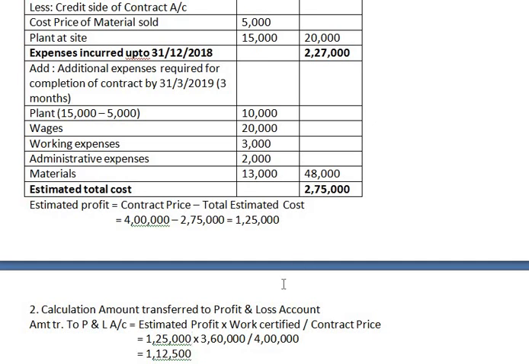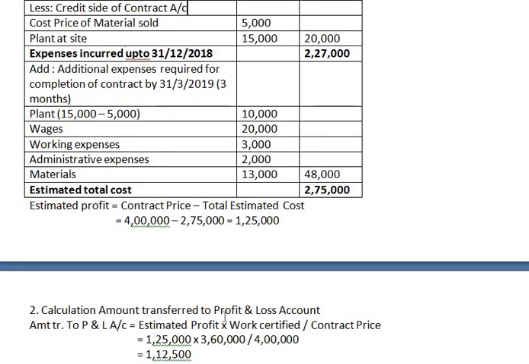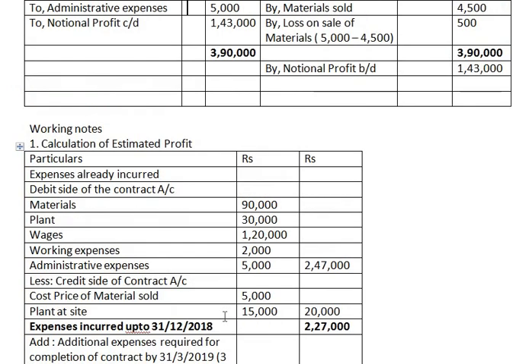Here we need not find out a percentage of work completed because they have already given that the profit to be transferred to profit and loss account should be based on estimated profit. So the calculation is like this. First we have calculated estimated total cost and then estimated profit, and then the amount transferred to profit and loss account is based on estimated profit.